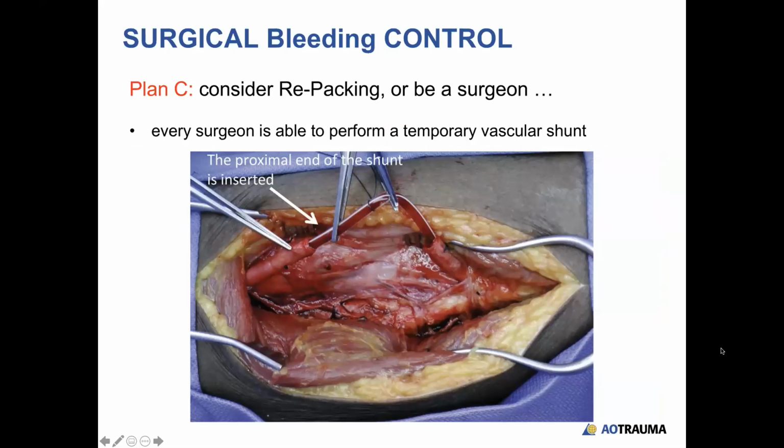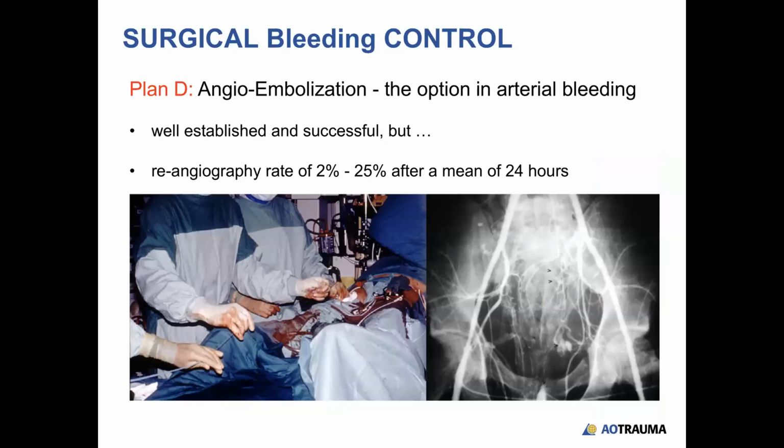And last but not least, if you have two parts of a vessel, it's relatively easy to put a shunt in. It's only necessary to put it in and make a suture until the vascular surgeon is available in these situations. Plan D, the fourth thing, is the angioembolization, which is optimal for arterial bleeding.